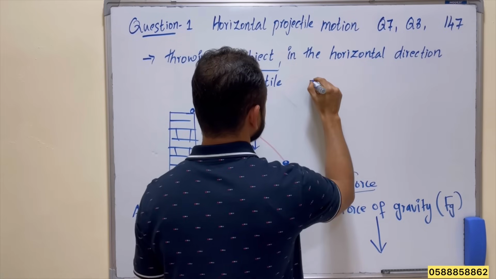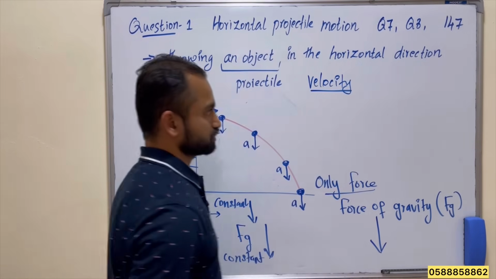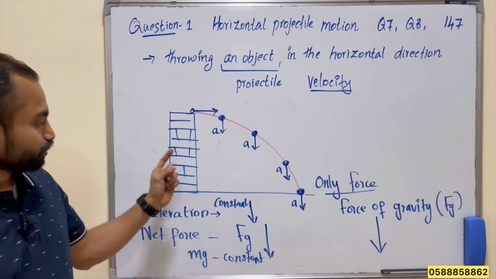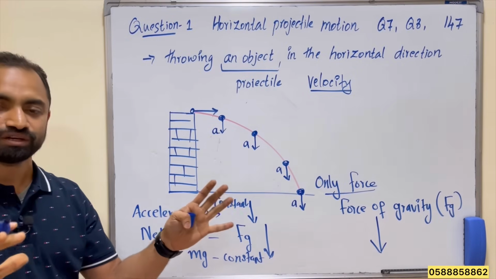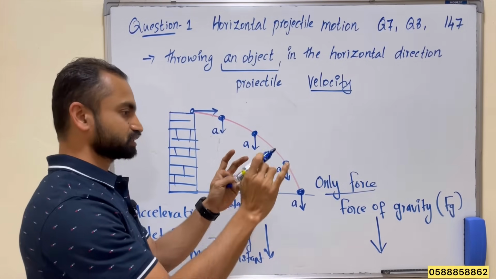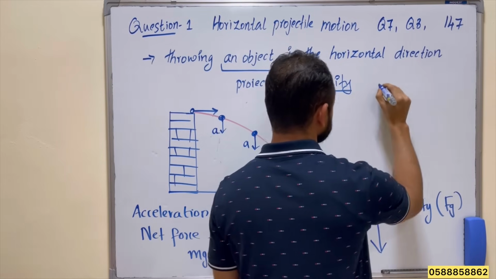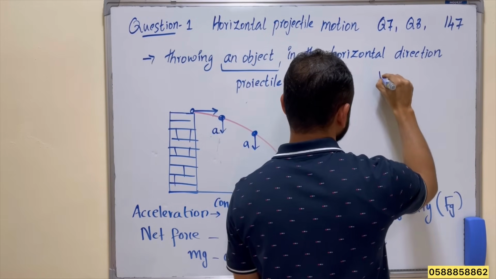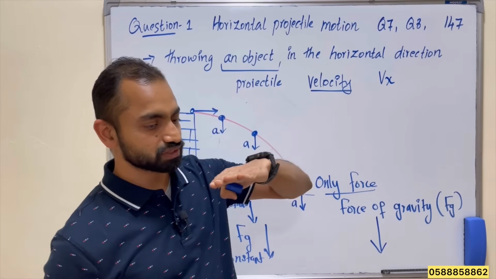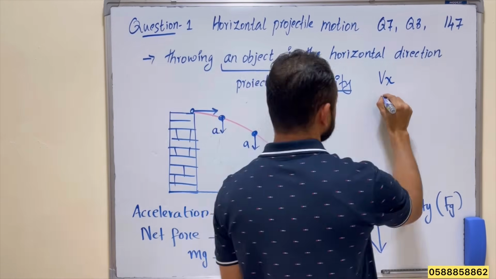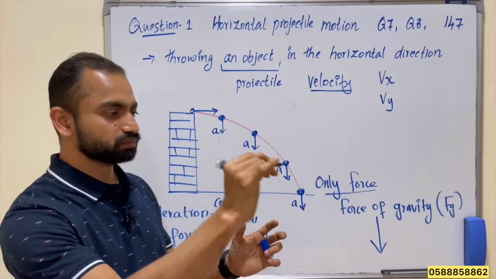We will talk about the velocity of the projectile. First, I said a projectile has both horizontal motion and vertical motion at the same time. The object you are throwing is moving in the horizontal direction and the vertical direction at the same time. So a projectile has horizontal velocity, which we will write as vx. Horizontal means along the x direction, and it has vertical velocity vy. Then at the start, when you throw it.